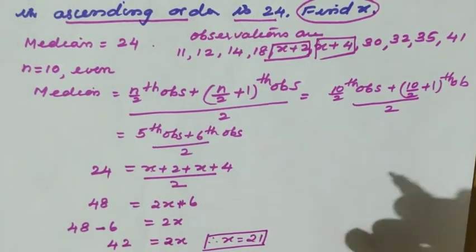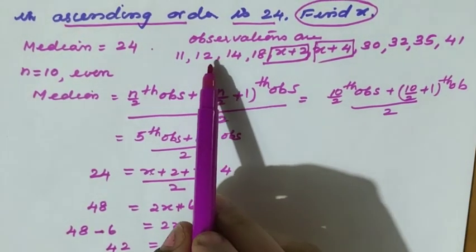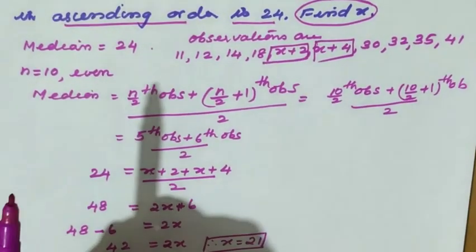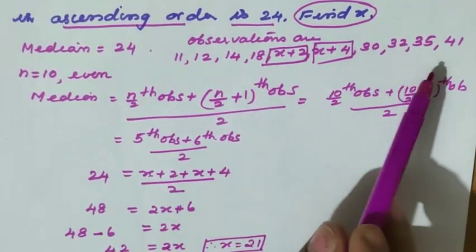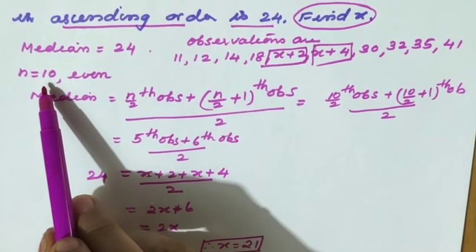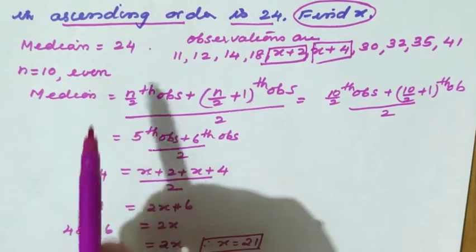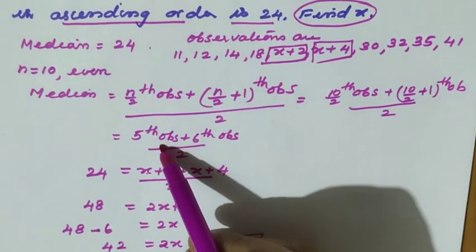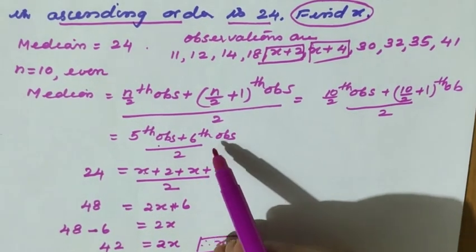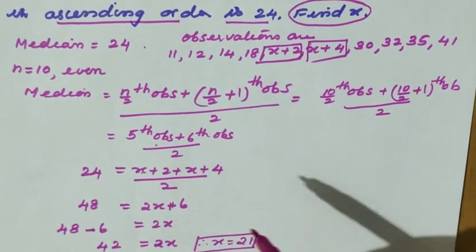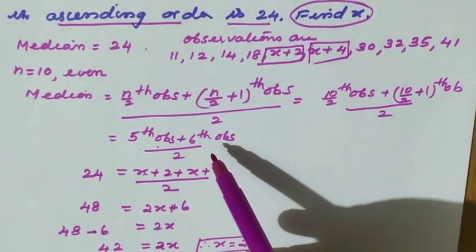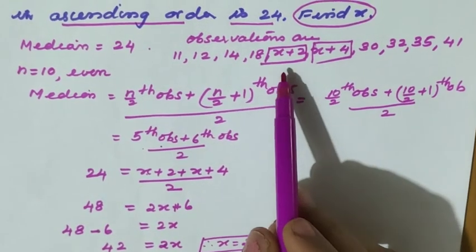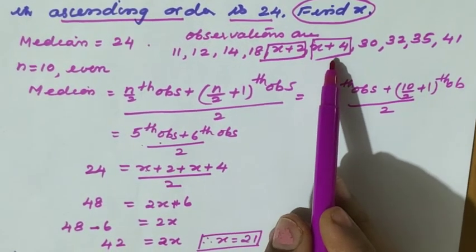Right? So what we have done here, already it is arranged in ascending order. Then we have counted the number of observations. What is the number of observations? 10, which is even number. So formula we have written. 10 by 2 means 5th observation plus the next one, 6th observation, divided by 2. Now what is our 5th observation and 6th observation from the data? It is x plus 2 and x plus 4.